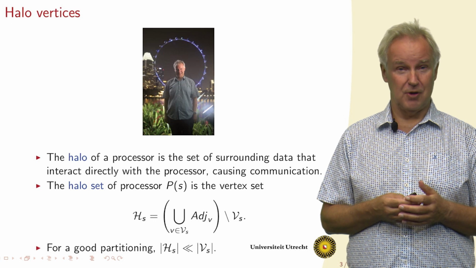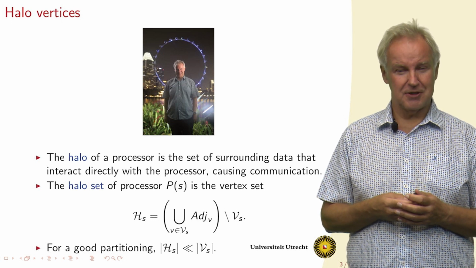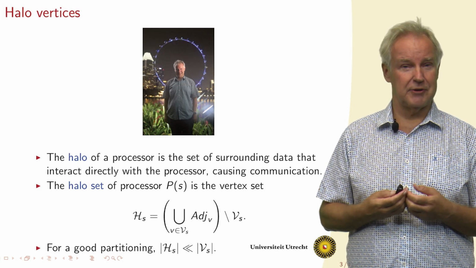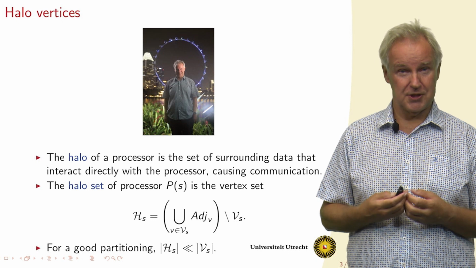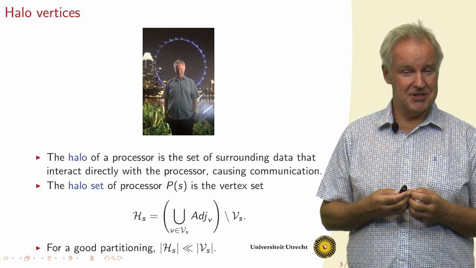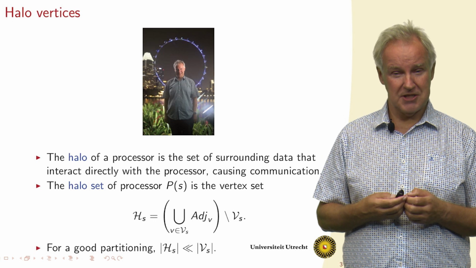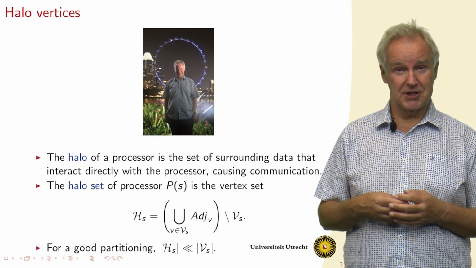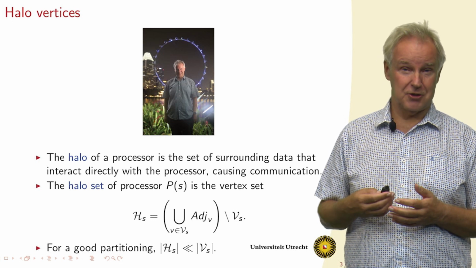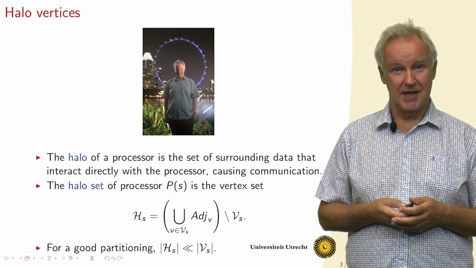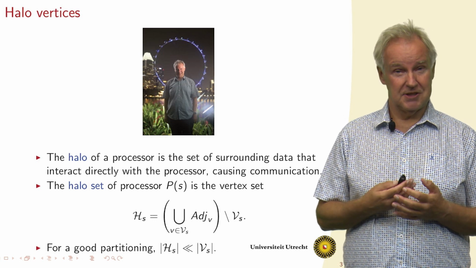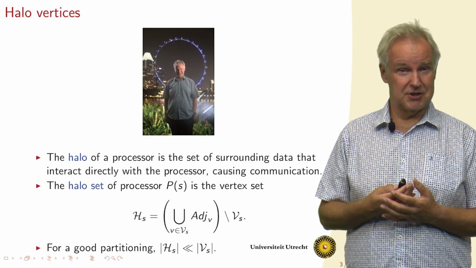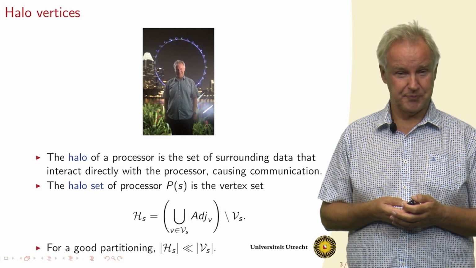And the halo of a processor is the set of surrounding data that are needed and that interact directly with the processor, causing communication. In this case, the halo set of S is the union of all the adjacency lists of the vertices in Vs, excluding Vs itself. And if you have a good partitioning, the size of the halo set is a lot smaller than the size of the set Vs itself.